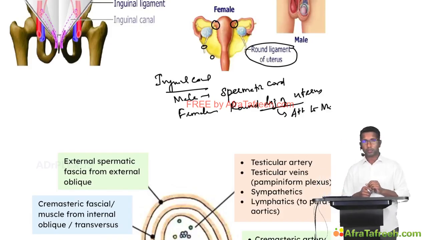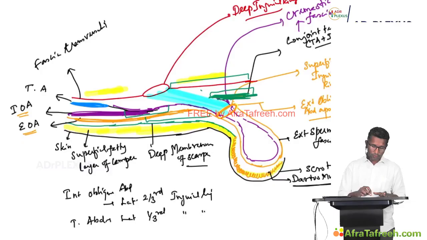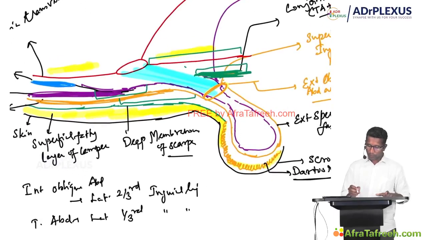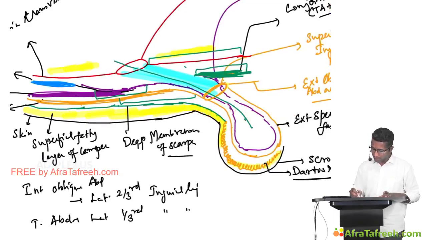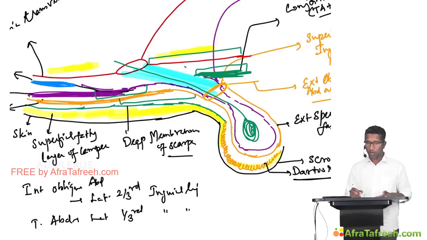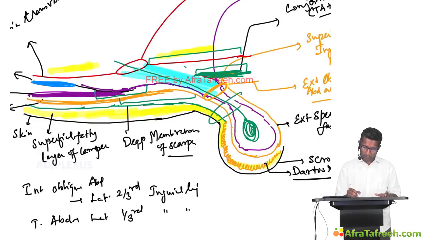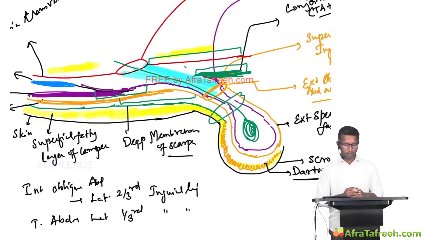Now if you take the spermatic cord, if you go back to this diagram, you can see the spermatic cord running here, and it ends in the testis. If you see the spermatic cord, you have a lot of coverings for the spermatic cord. All these are the coverings of the spermatic cord.